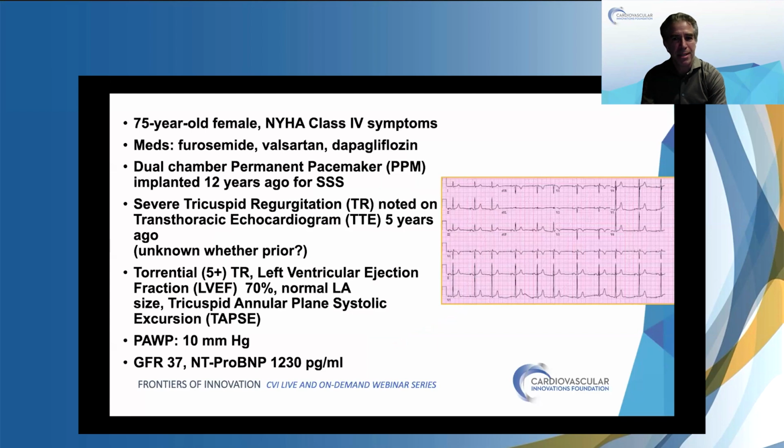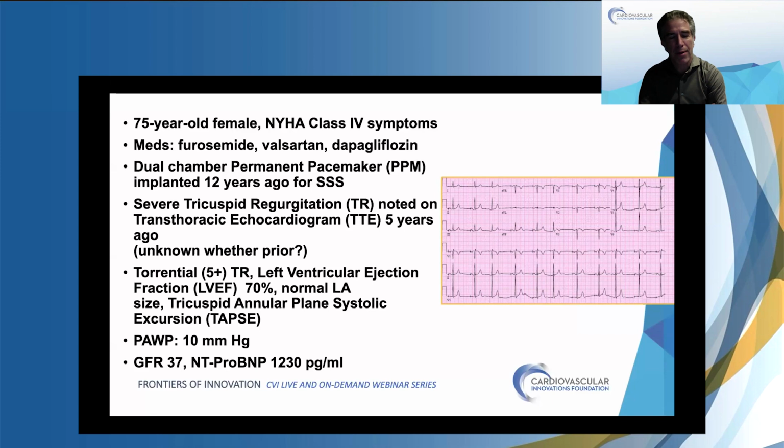So this is a 75-year-old female with class 4 symptoms who was well treated for her symptoms and for tricuspid regurgitation with a diuretic, an ACE inhibitor, and an SGLT2 inhibitor. She received a permanent dual-chamber pacemaker approximately 12 years prior, for sick sinus syndrome. And as far as our records went back, she had had severe TR for at least 5 years. So whether it was present before or developed after the pacemaker was unclear.